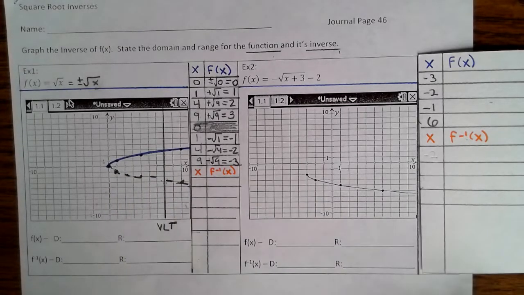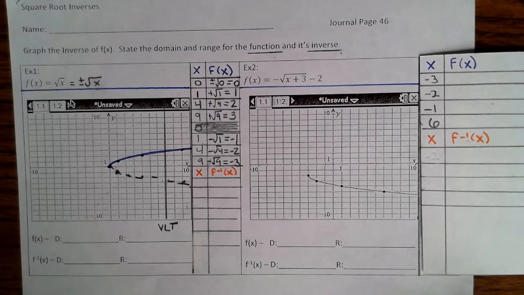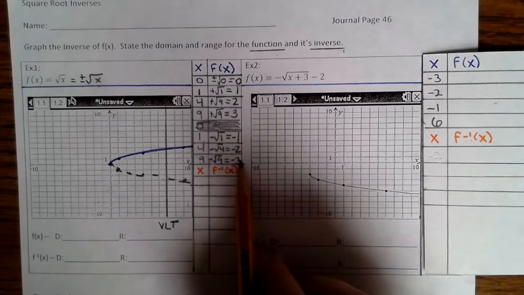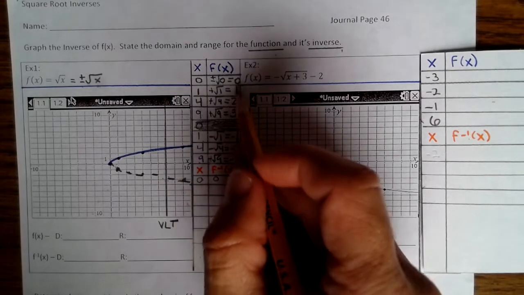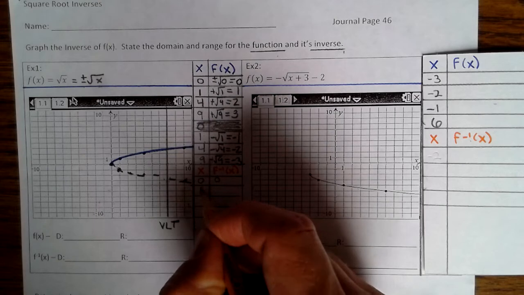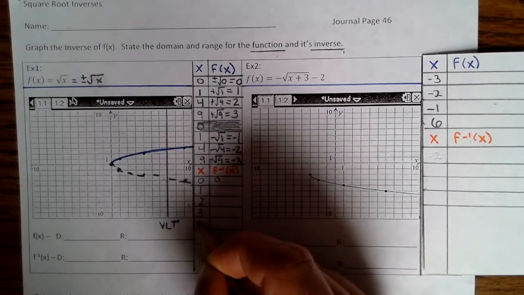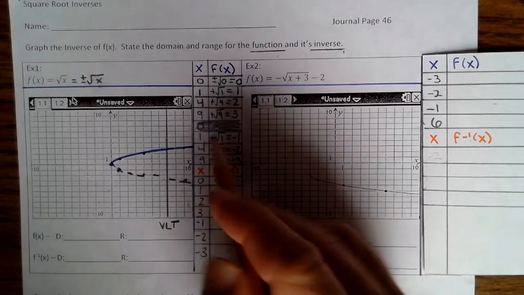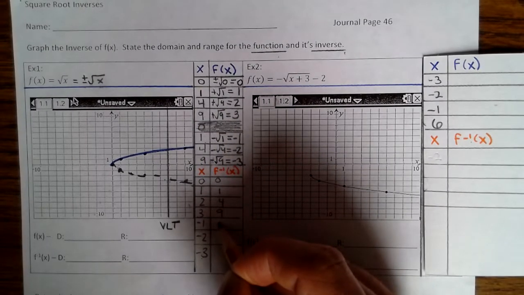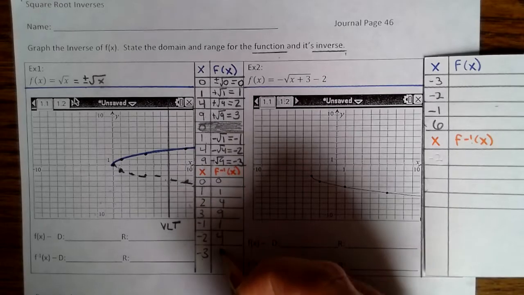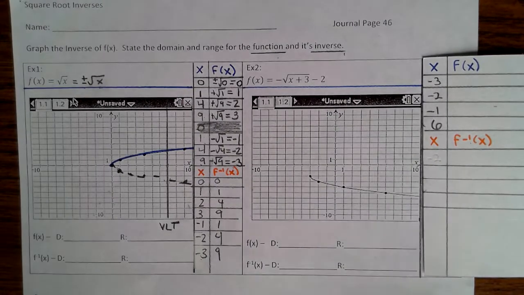All right, now the inverse is easy. We just switch the x and y values. Well, actually, we'll just put them all in. So that's (0, 0). We're switching, so that's 0, 1, 2, 3 and negative 1, negative 2, negative 3 for the y values. And the x values are now the f of x values. So 0, 1, 4, 9, 1, 4, 9. Okay, so now we plot these points.